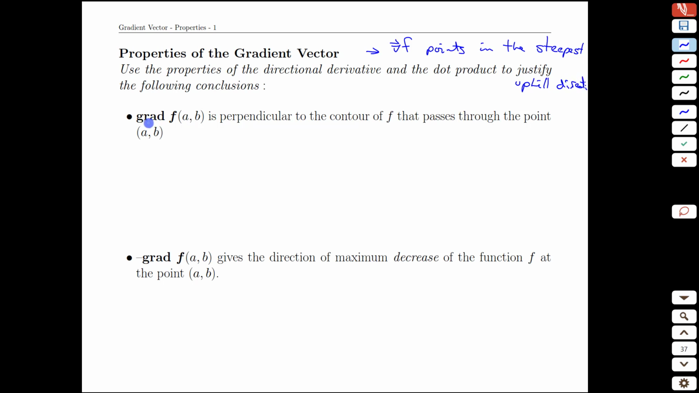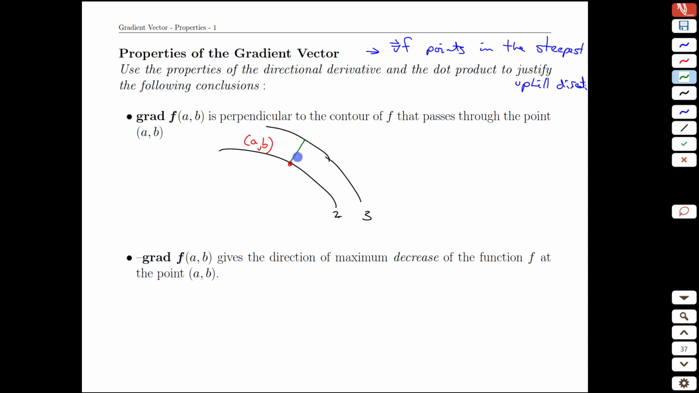All right. The gradient of f is perpendicular to the contour of f that passes through the point. Well, does that make any sense? Let's imagine a contour with a certain label on it, say height 2, and then another contour over here at height 3. And we pick a point here, (a, b). What we're saying is that at this point, the gradient will be perpendicular to the contour.